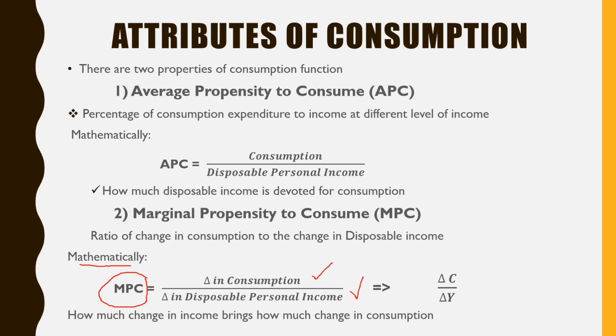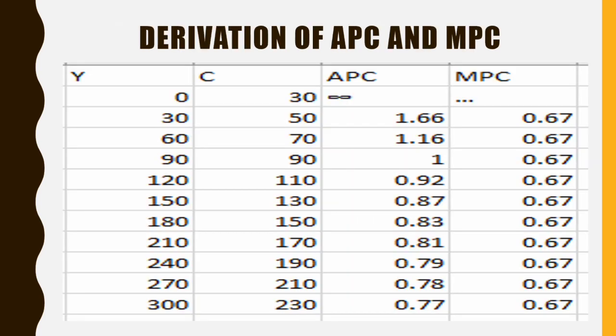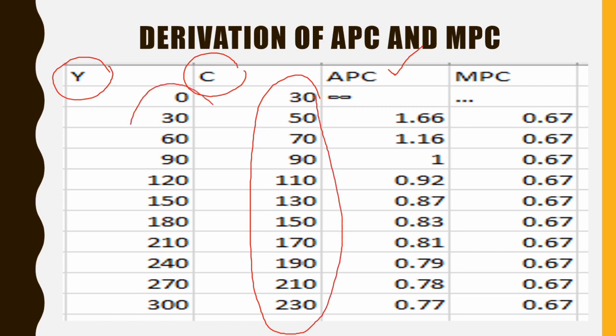Now we will derive these concepts, or these properties, with the help of a table. In order to derive the properties of the consumption function, we have utilized the same values that we utilized to derive the propensity to consume. So in order to derive the APC, we use the formula consumption over income. By dividing the entries in the consumption column by the entries in the income column, we have calculated the values for the average propensity to consume.